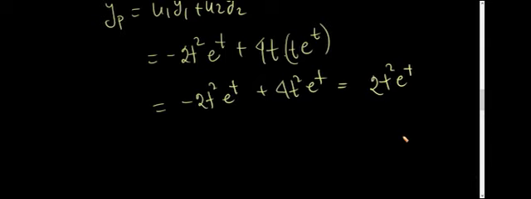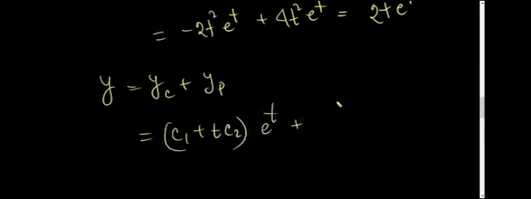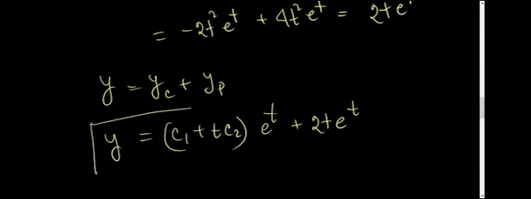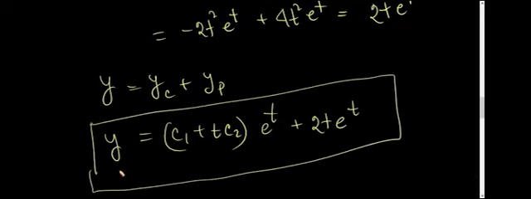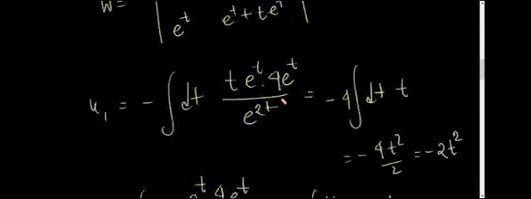So this is your particular solution, and once you know the particular solution, you can write the full solution as the complementary solution and the particular solution, like this. So the complementary solution was (c1 plus t c2) e to the power t, plus the particular solution is 2t squared e to the power t. So this is our full solution of the differential equation that we tried to solve over here.